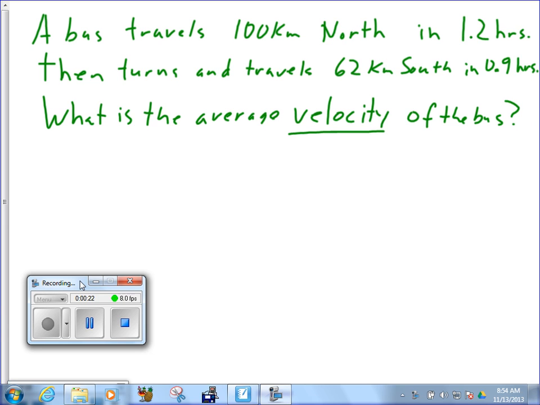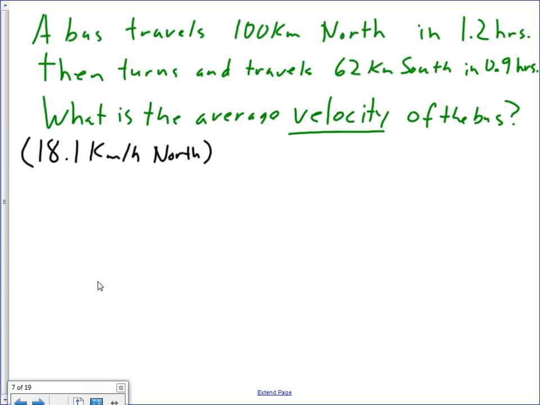Now, yesterday, the problems you worked on at the end of class were all using distance and speed, which are what kind of quantities? Scalar. Velocity is a vector quantity. Does direction matter for that one? Yes, it does. So I'm going to give you a minute or two to try that one, and then we'll go through it together.